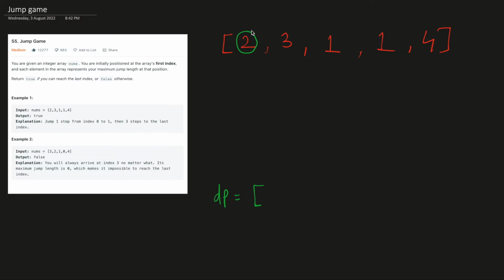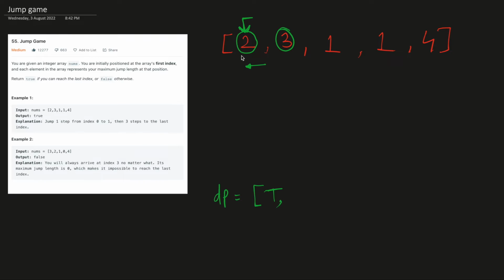So let's start with 0. Now let's see, can we reach this index? Yes, we could always reach this index. So we will mark the first position as true. Okay, now let's move on. Now we will check for the 3. Okay, now let's check. How many elements are behind 3? There is only one element, that is 2. So we will check whether we could reach 3 from 2 or not.